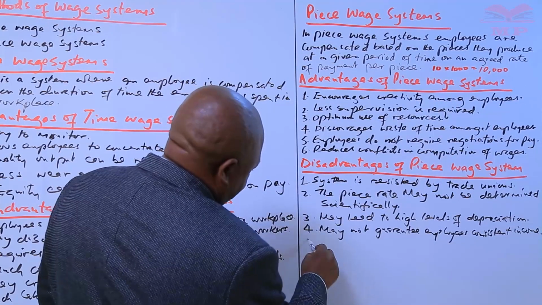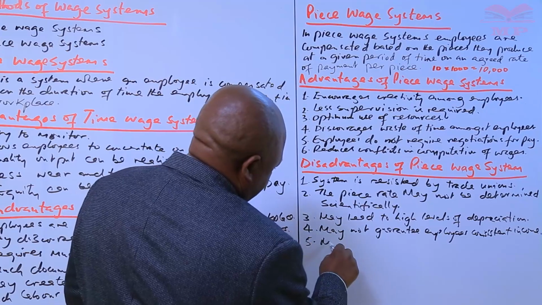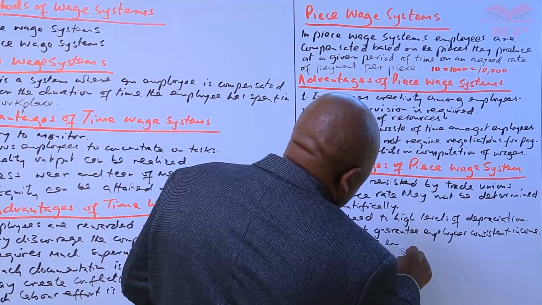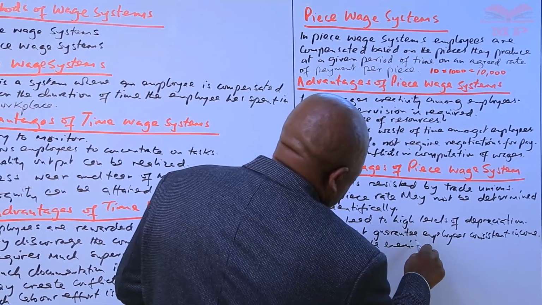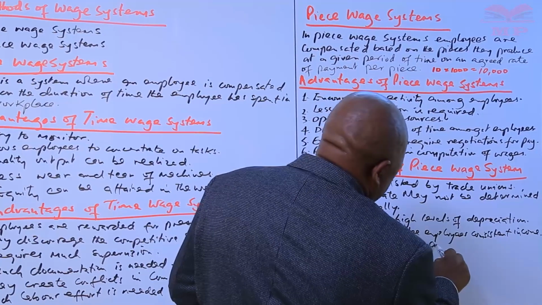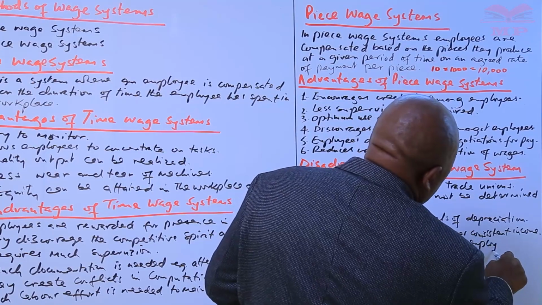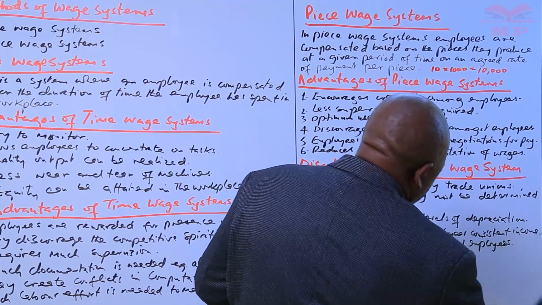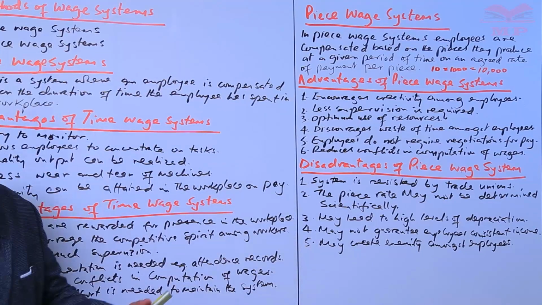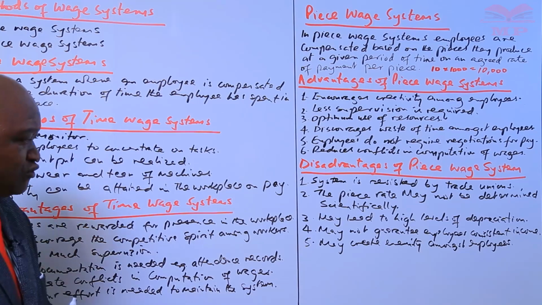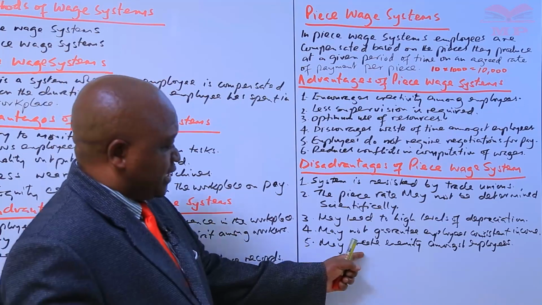And then number five, may create enmity amongst employees. So if an employee who works very well and very, very smart is able to earn much more, then that employee will have a problem with other colleagues, because other colleagues will be feeling that this particular person is working so hard, is getting too much money. So that may also create a problem.